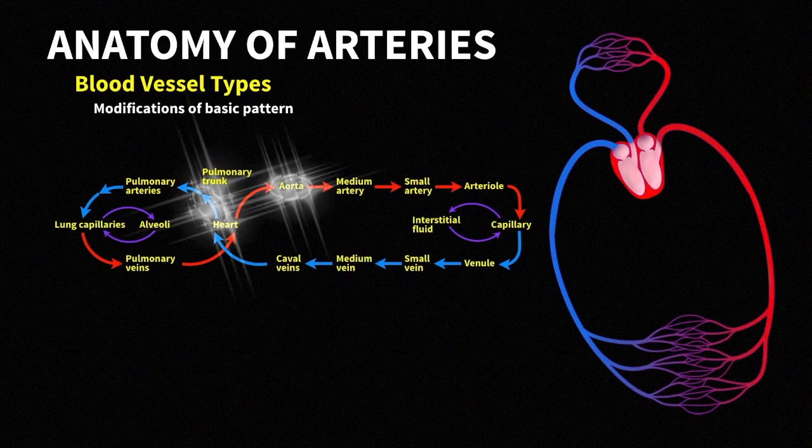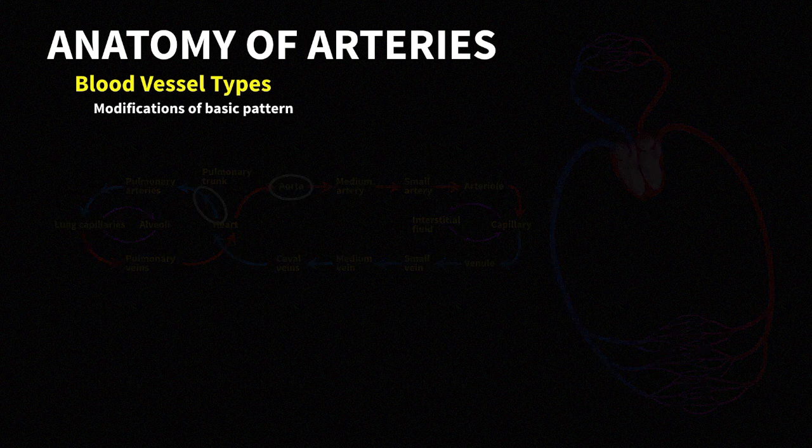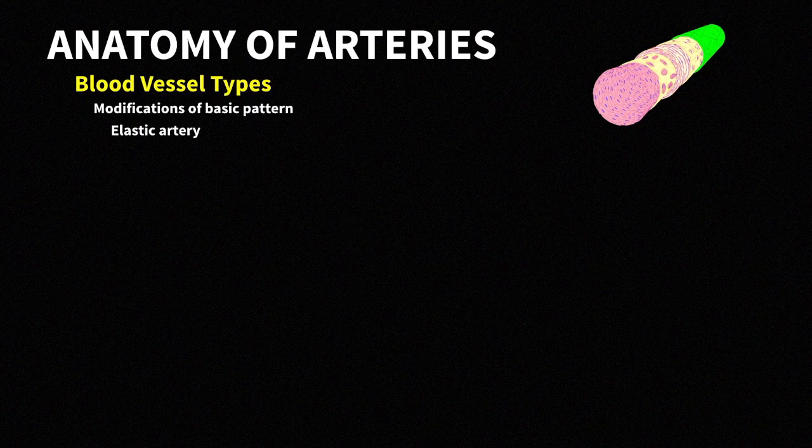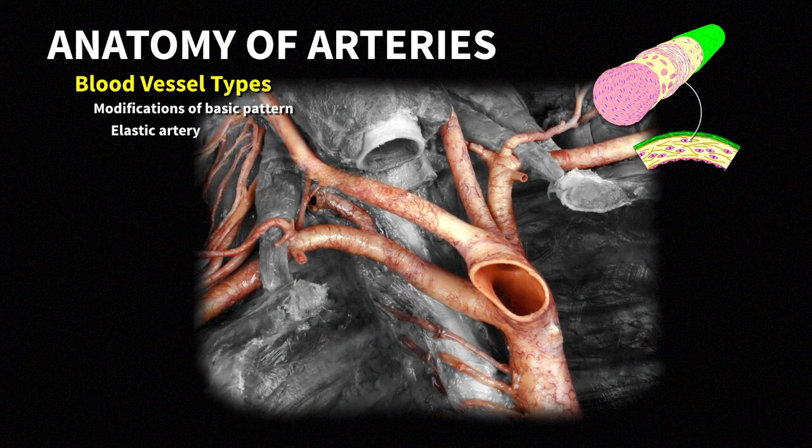The pulmonary trunk from the right ventricle, the large aorta that leaves the left ventricle, and its initial large branches are elastic arteries that function as the main conducting arteries for the blood as it exits the pumping heart. These large garden hose-sized arteries modify the basic pattern by having a thick, predominantly elastic tissue tunica media.